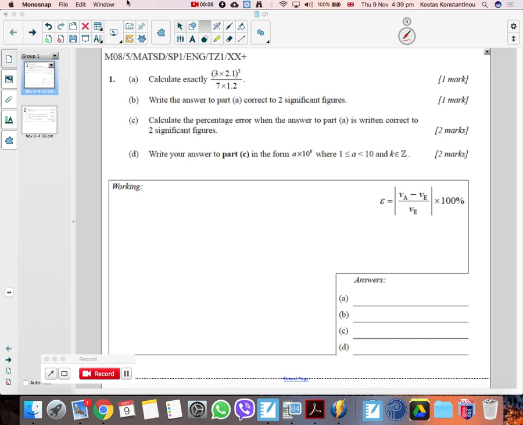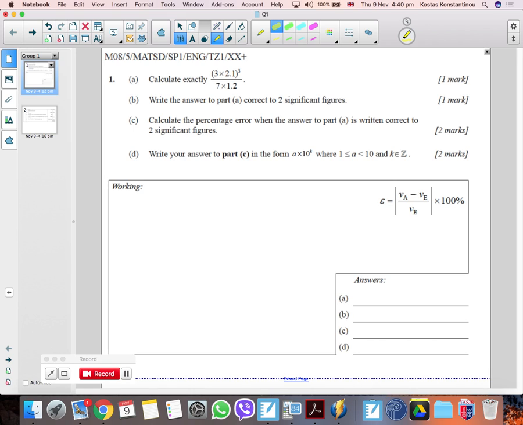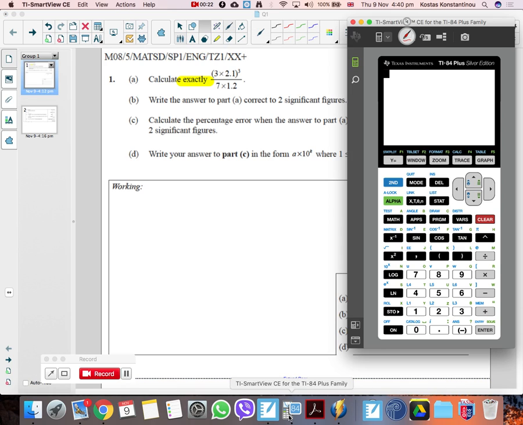Okay guys, this is May 2008, paper 1, time zone 1, question 1. It's first question 1a, it says to calculate exactly, and this is a calculator problem. I'm just going to enter everything on the calculator and then transfer the answer to the screen.